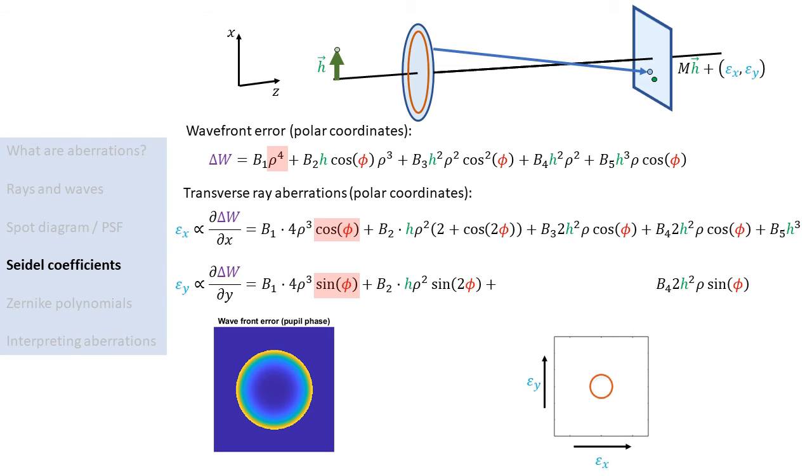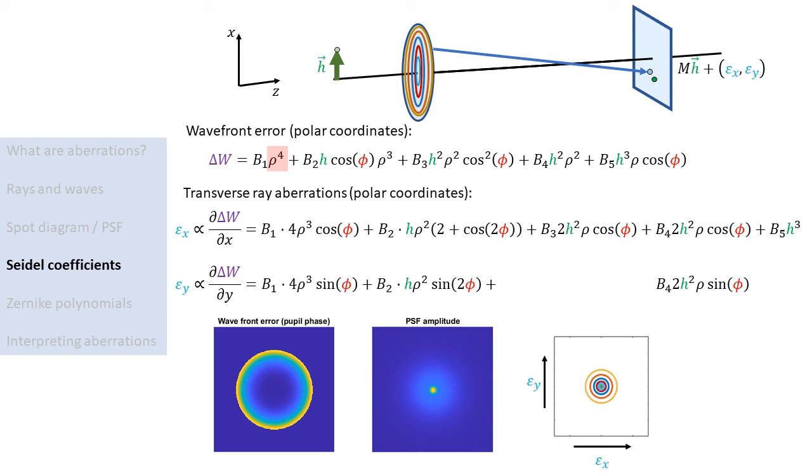So if we consider all the pupil points that the rays can go through, we obtain a ray spot diagram that consists of concentric circles with different radii. To find the corresponding point spread function, we calculate the Fourier transform of the pupil function, where the wavefront error defines the complex phase. This aberration is called spherical aberration.